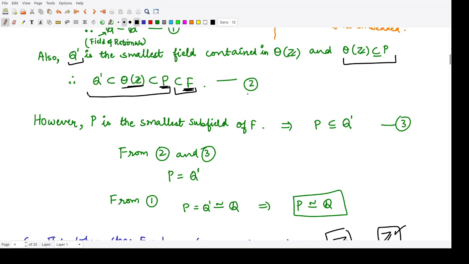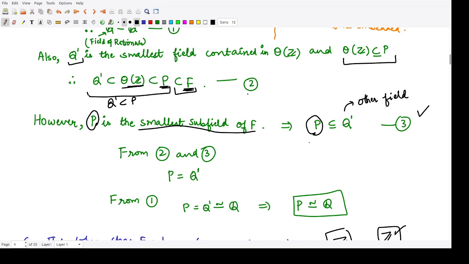However, because in the question at the very start we assumed P to be the smallest subfield of F, in this case P would be contained in Q', because this is the smallest field and this is some other field. Say this is equation number 3. So from equation 2 and from equation 3, once we say this Q' is contained in P, once we say P is contained in Q'.